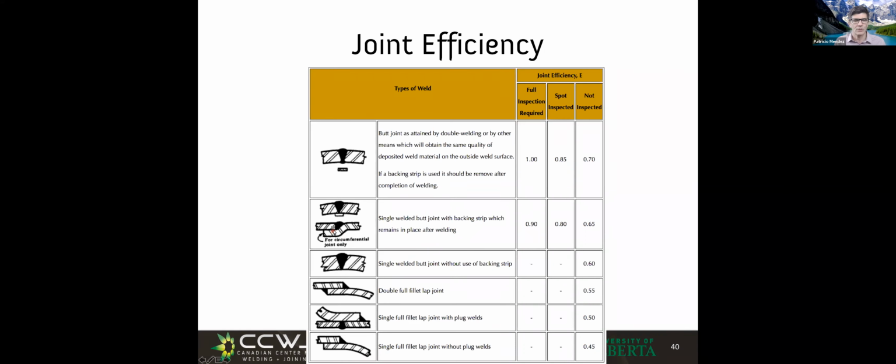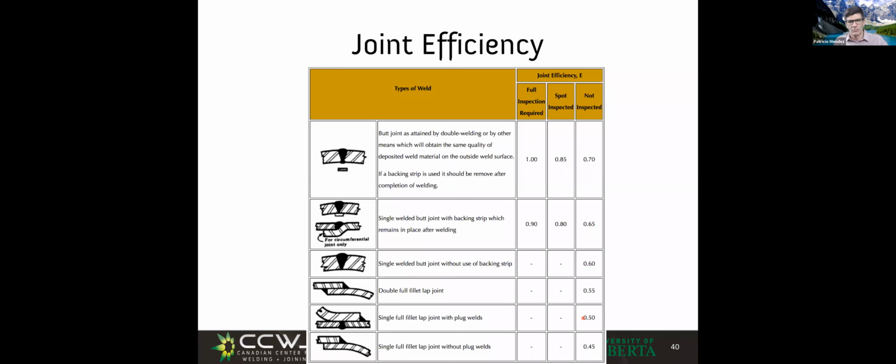Now, joints of different types, for example, these other joints here that have a backing strip, or we have a double fitted lap, sometimes are never inspected. In the automotive industry, you barely even look at the weld. You're not going to be doing X-rays or anything. And look at the very low values that are assigned to the joint efficiency.